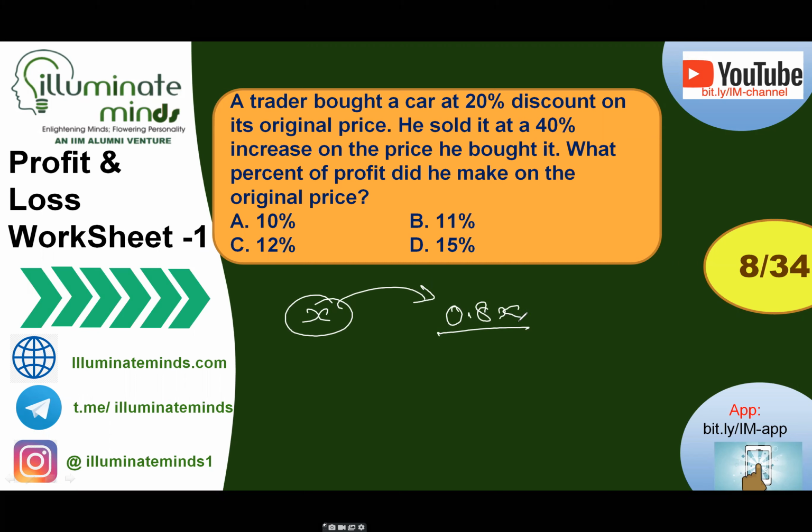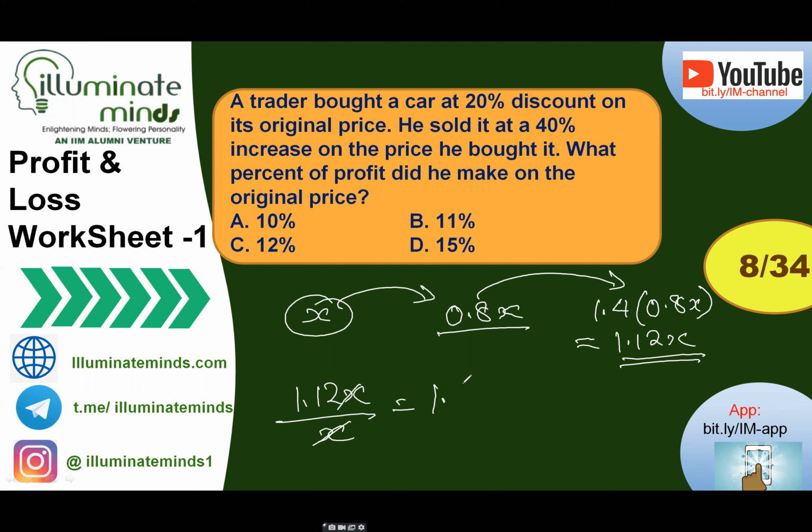He sold it at a 40% increase on the price that he bought it. So he must have sold it at 1.4 into 0.8X, which is equal to how much? 140 minus 28 will be equal to 1.12x. So he sold it at 1.12x. What percent did he make on the original price? So 1.12x divided by x is good enough to give me the answer. 1.12 clearly reflects that the profit that he made on the original price is equal to 12%.